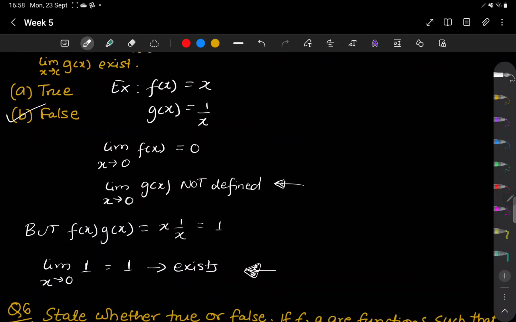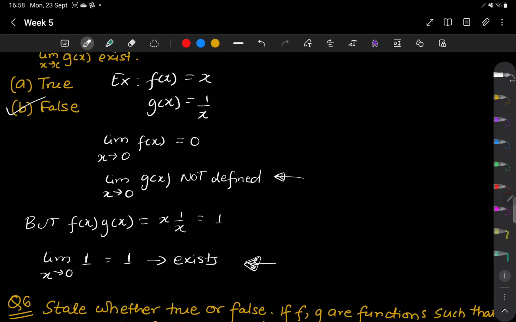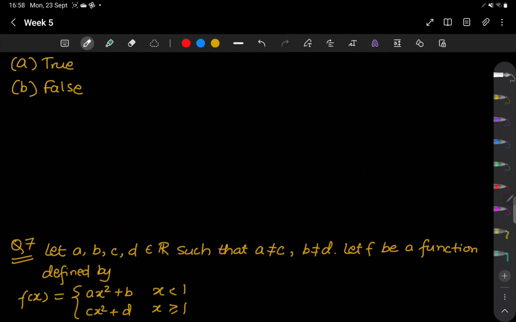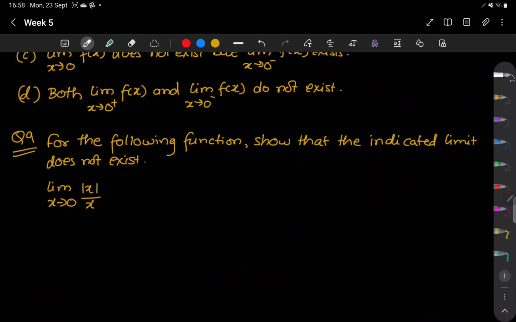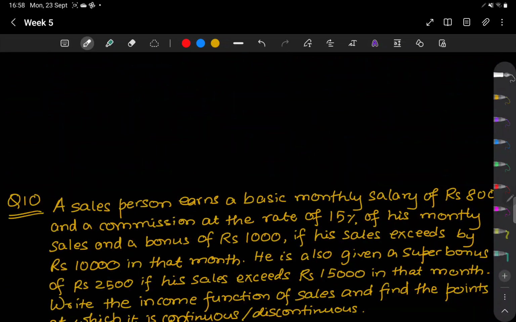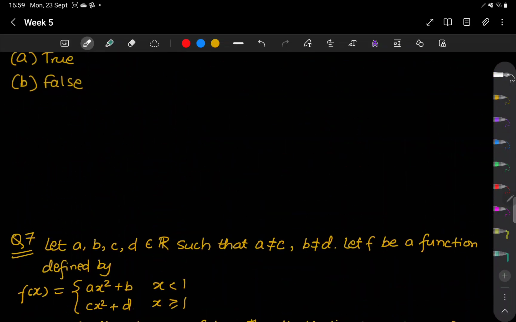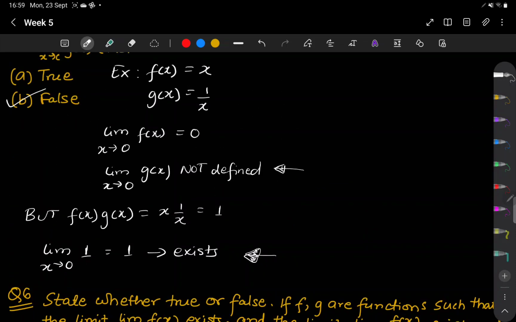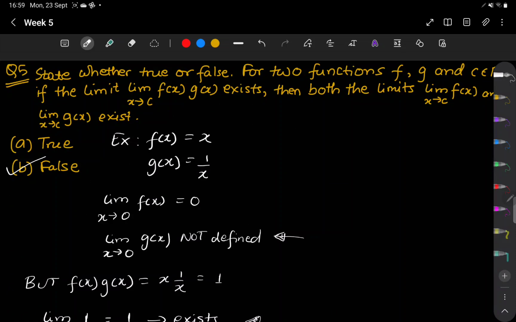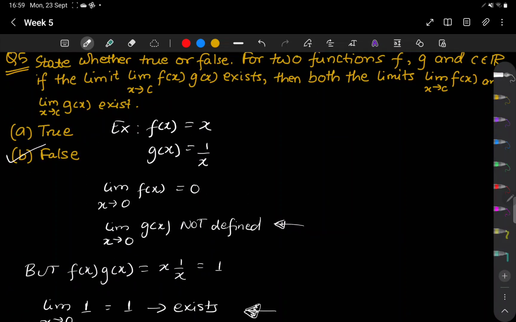Okay, so that was question number 5, and we are now halfway through. There are 10 questions for today as well. So since we are halfway through, let us take a short break. Let us take a break for 5 minutes and then come back.